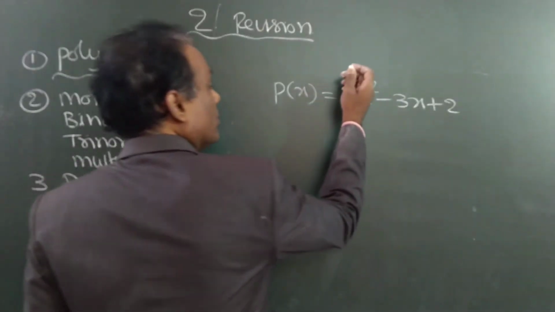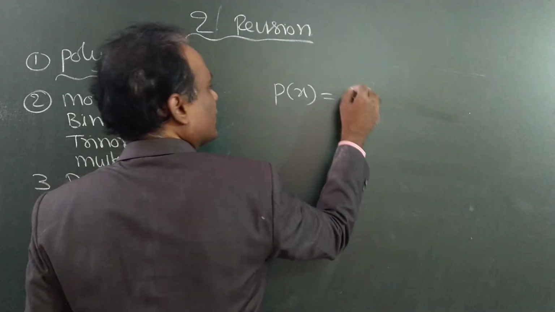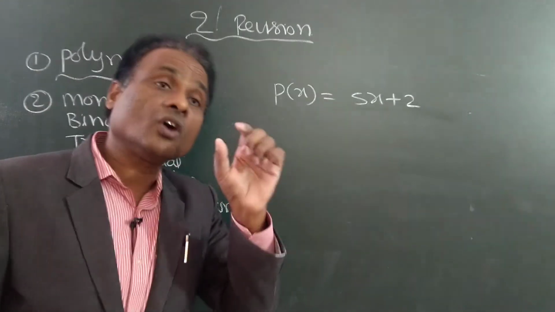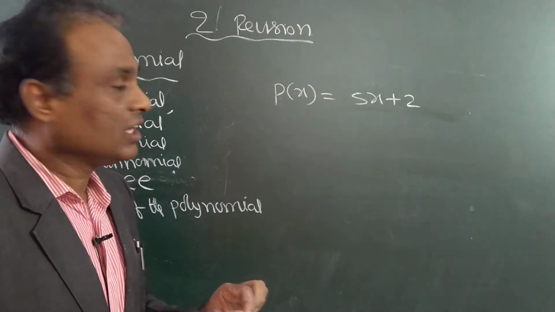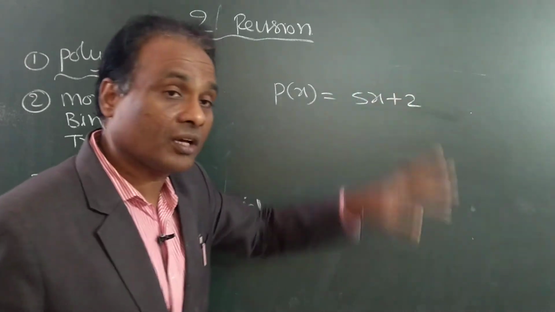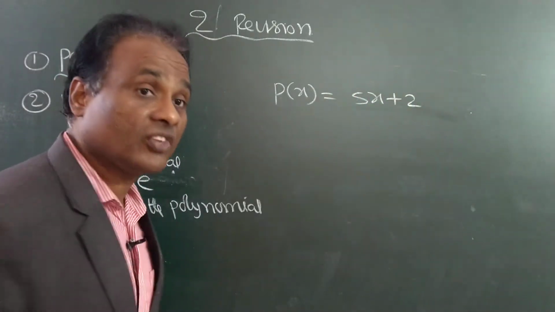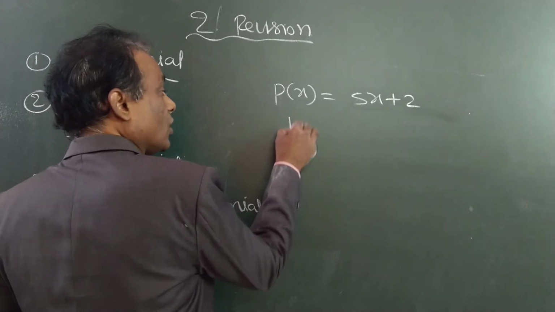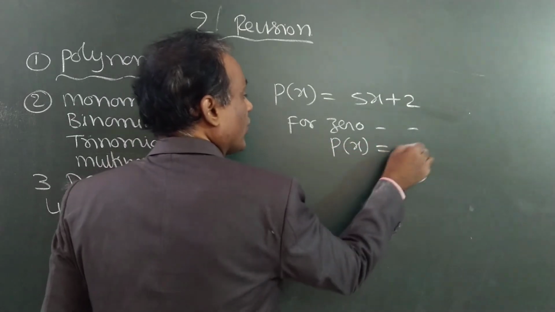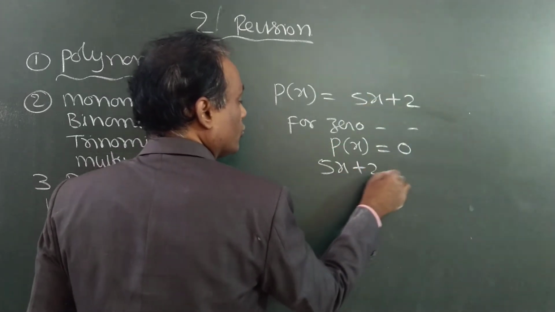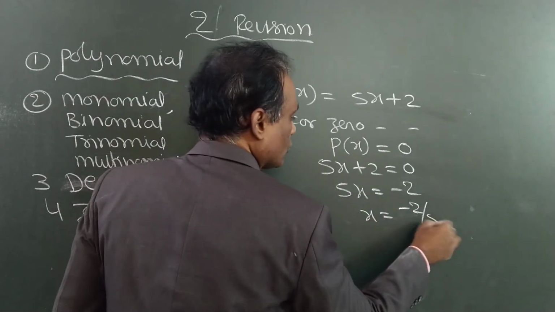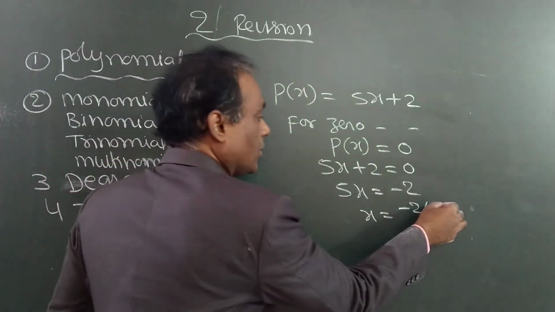For the zero of this polynomial, suppose first I take the first degree. How to find the zero of this polynomial? The zero of the polynomial means you tell the x value such that the answer becomes 0. If you substitute the x value here, this answer should become 0. So for what x value is this becoming 0? For the zero of the polynomial, this polynomial should be equated to 0. That means 5x plus 2 should be equated to 0. 5x is equal to minus 2. x is equal to minus 2 by 5. So this is the zero of the polynomial.